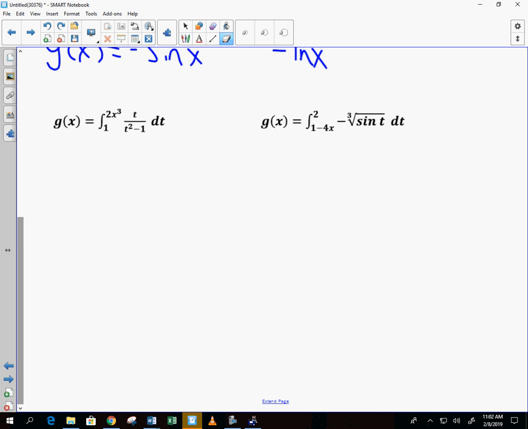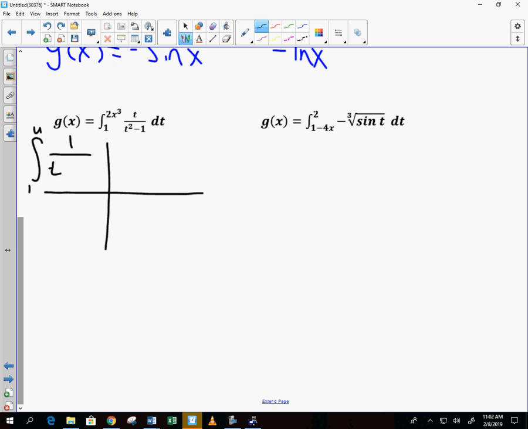So in this situation, we set up the chain rule as well, okay? And we say that the outside is the integral from 1 to u of 1 over t squared minus 1 dt. And u is this substitution piece. So what is u? 2x cubed. What is the derivative of 2x cubed? 6x squared.